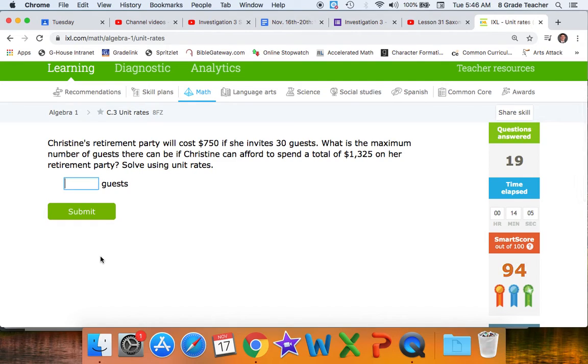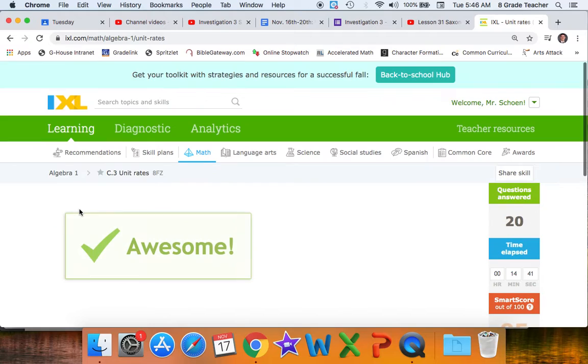This will be the last one. Christine's retirement party will cost $750 if she invites 30 guests. What's the maximum number of guests she can have if she can afford to spend $1,325 on her retirement party? Solve by using unit rates. So we want to find out how much it costs per guest and then go up to the top of her budget, which is $1,325. So you take 750 and divide by 30. It costs $25 per guest. If she can spend a total of $1,325, then we're going to take that and divide by 25. She can have a maximum of 53 guests at her party.